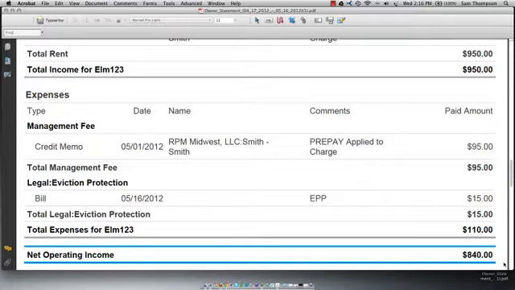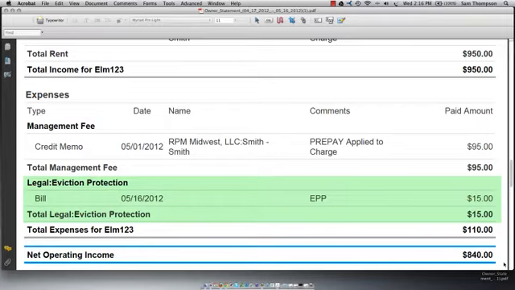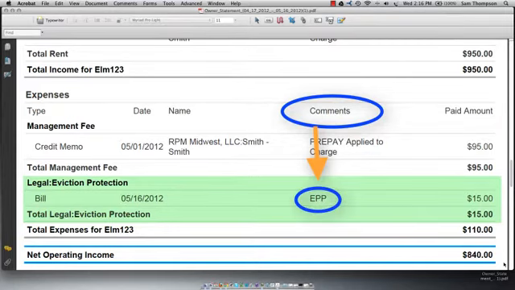Under the management fees will be any other expenses for this building. These are separated by type of expense. In this statement, the only expense was the eviction protection plan that the owner elected when they signed up for our services. This is in its own category on the statement, Legal Eviction Protection, and has a brief description of the bill in the comments section, EPP.